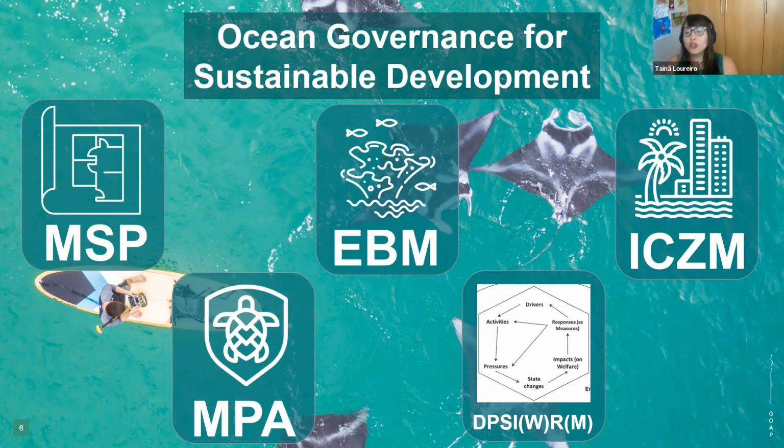So for that, various management tools and frameworks have been developed. Many of them are complementary, by the way. For example, MSP, Marine Spatial Planning, MPA, Marine Protected Areas, EBM, Ecosystem-Based Management, the DEPSA-1 framework, which is a framework for ocean management, or ICZM, which is integrated coastal zone management, and even other frameworks and approaches.